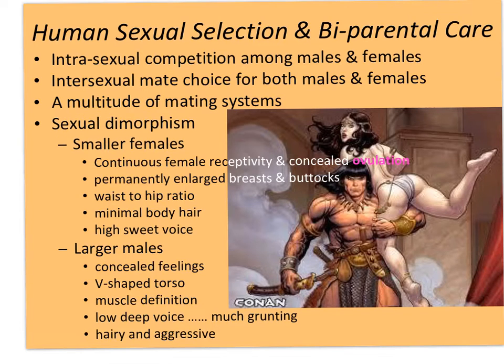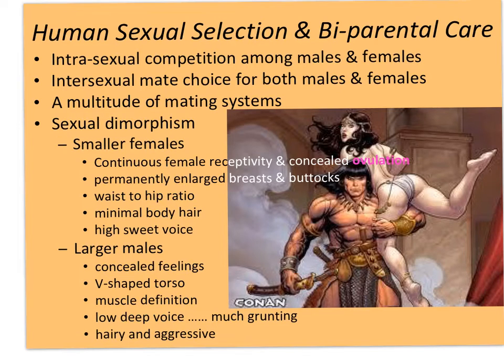Then there's also intersexual mate choice. In other words, you look around and you look at someone and you say, I want that. And the other side of the equation goes, not so much. Okay? So there's mate choice involved in both sexes. And it's mainly because there's biparental care. They're both finding resources to give to the offspring.